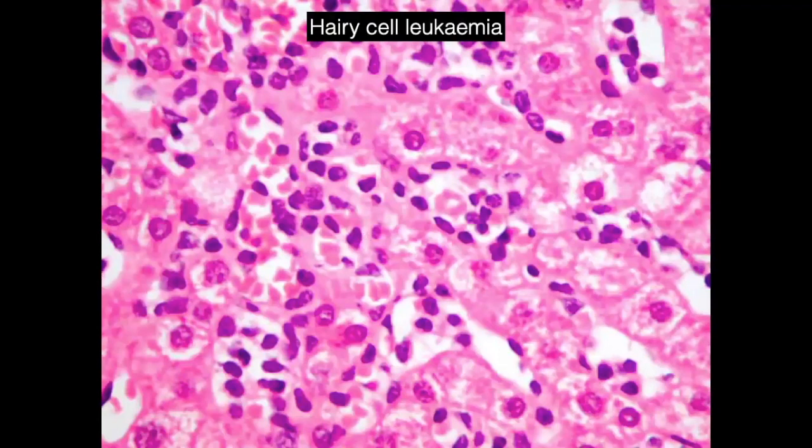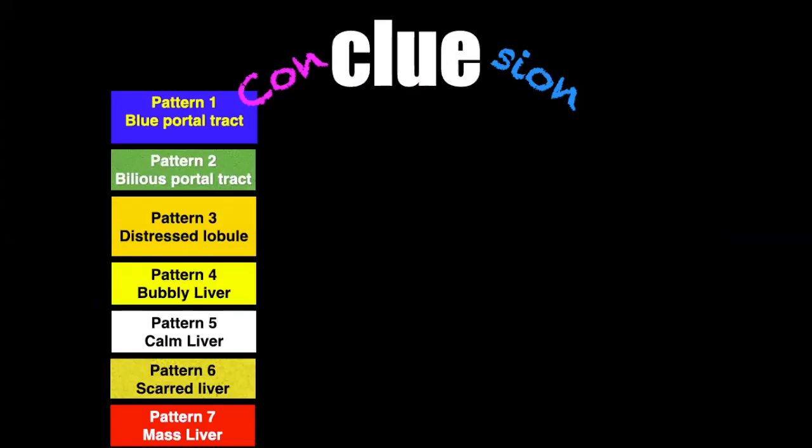I think this is the last slide. Again, you see a lot of RBCs in cystic spaces with no definite lining epithelium. So this is peliosis hepatis, and here you can see a lot of atypical lymphoid cells. Remember peliosis hepatis, 3 T's: tuberculosis, tumor, and transplant. Hairy cell leukemia very commonly presents as peliosis hepatis.